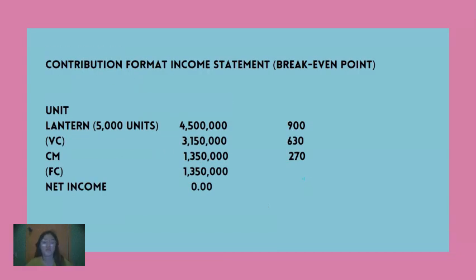While the contribution format income statement, or the break-even point in table, is: lanterns, 5,000 units is equal to 4,500,000 and in unit is 900. Variable cost is 3,150,000 and in unit is 630. Contribution margin, 1,350,000 or in unit 270. Fixed cost, 1,350,000, and the net income is total zero.